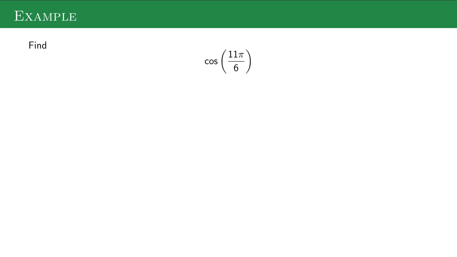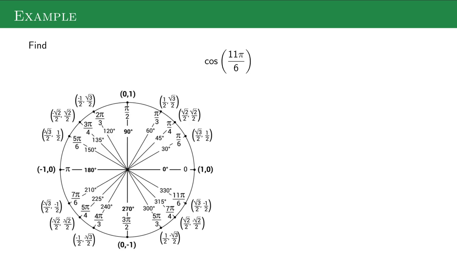And lastly, cosine of 11π/6. You got the idea. Take your unit circle, find 11π/6, that's right there. Take the x value, cosine of 11π/6 is the square root of 3 over 2.